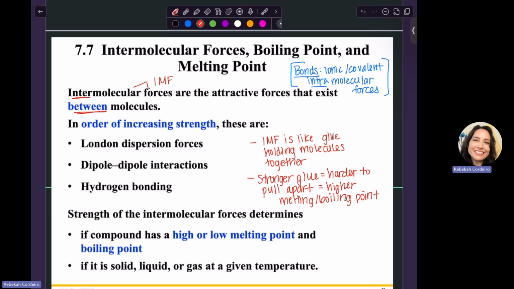So remember when we talked about the differences in solids, liquids, and gases, and I said pay attention to the distance between the particles. For solid to liquid, you have to increase distance. For liquid to gas, you have to increase distance. And so if it's harder to increase the distance, it's harder to pull them apart, you have a higher melting point or a higher boiling point.